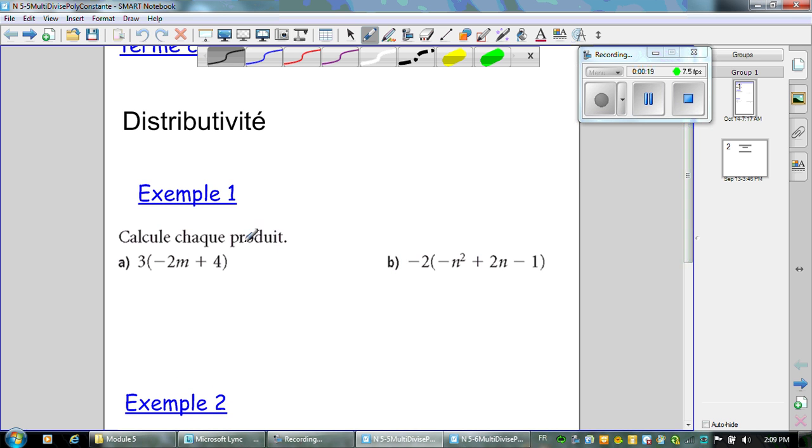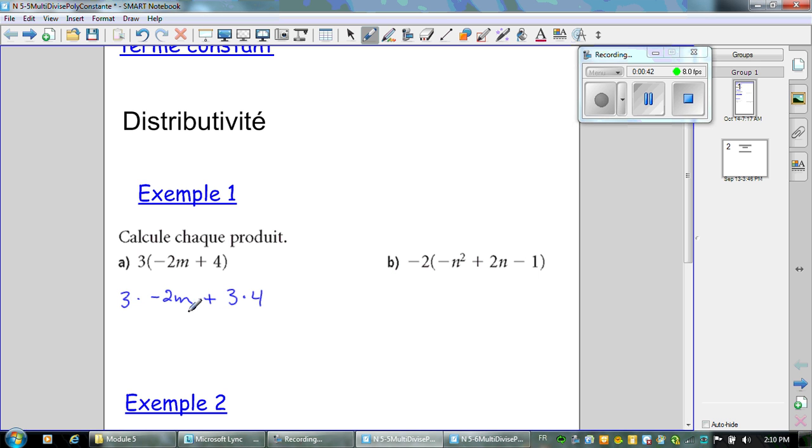The first example here is 3 times negative 2m plus 4. So what you're doing is multiplying 3 times negative 2m plus 3 times 4. Because when you think about it, if you have 3 groups of negative 2m plus 4, it would look something like this.